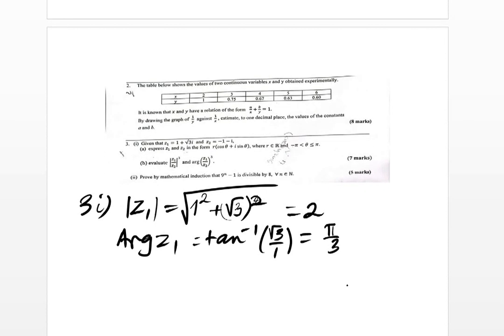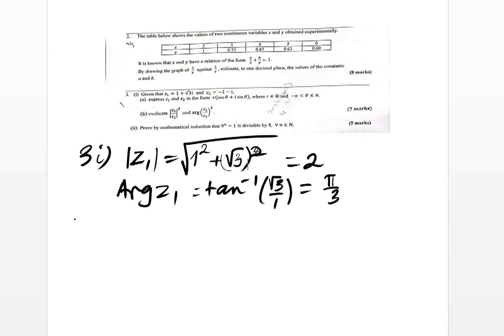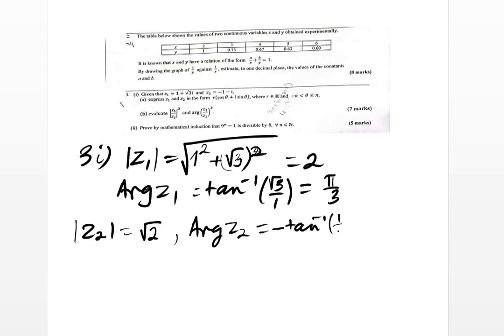Now we equally look for that of z2. The magnitude of z2 is root of 1 squared plus 1 squared, which is root 2, and the argument of z2 is negative tan inverse of 1, because we are in the fourth quadrant. When the real part is negative and the imaginary part negative, which gives us as answer negative 3 pi over 4. Negative 3 pi over 4.